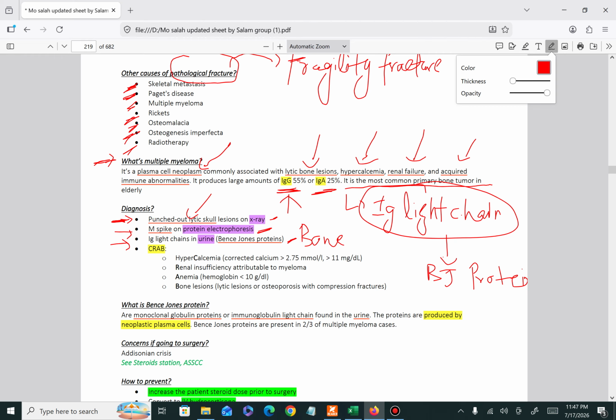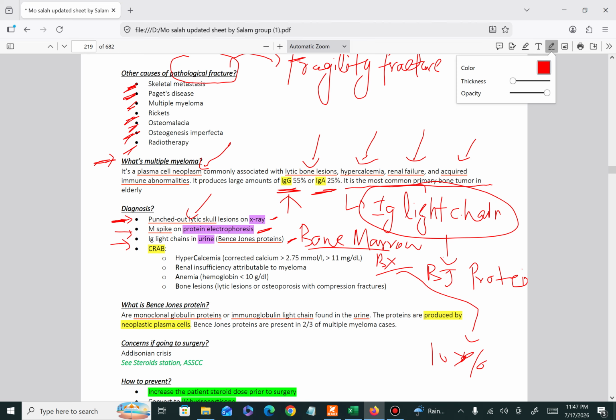The other thing is bone marrow biopsy. The bone marrow biopsy can show more than 10% of monoclonal plasma cells. So the bone marrow biopsy is one of the investigations.